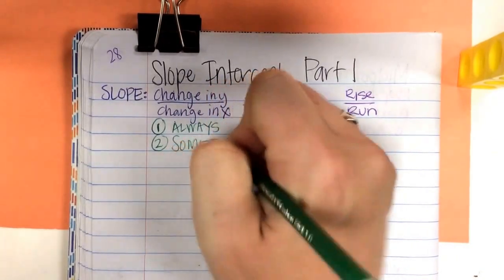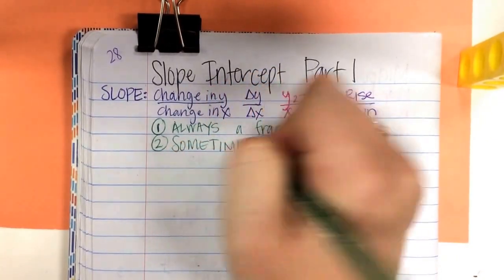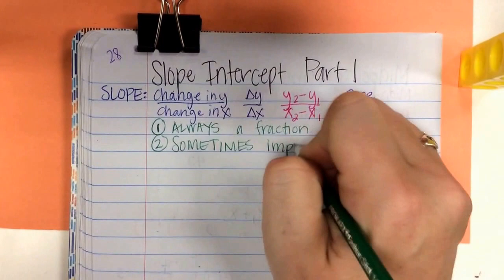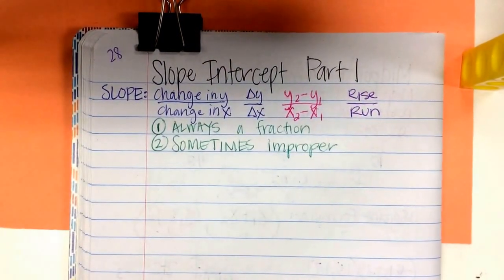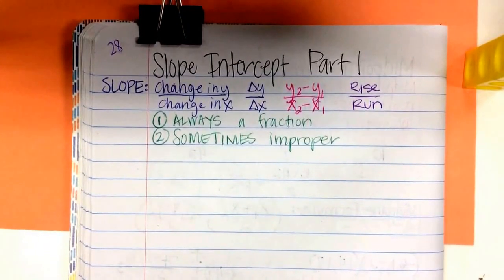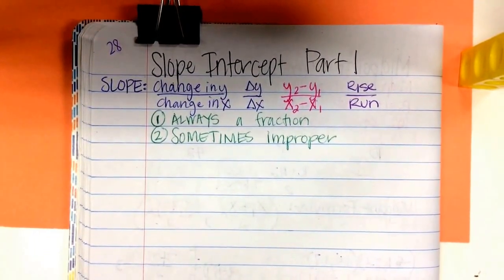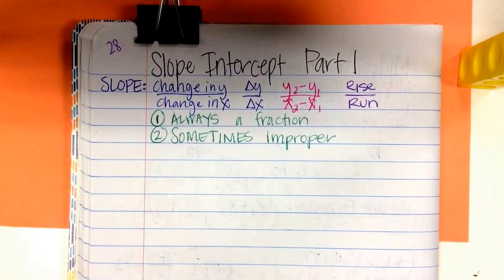Sometimes it's improper. Not meaning it doesn't forget to say please and thank you. What is an improper fraction? When the numerator, top number, is greater than, bigger than the denominator, the bottom number. 3 over 2.